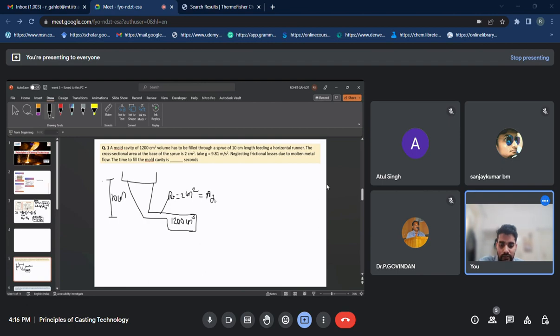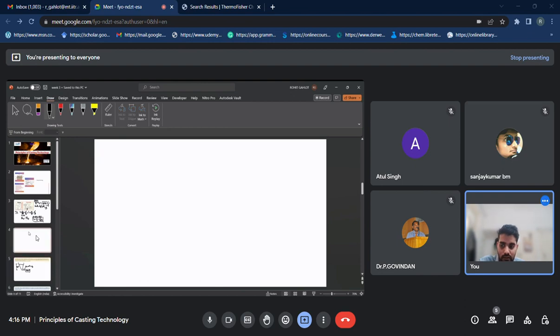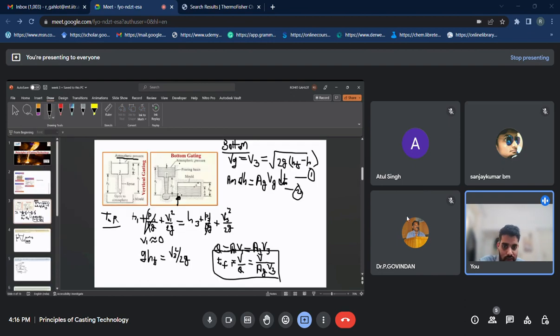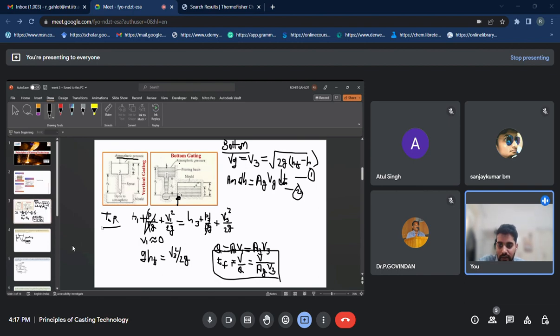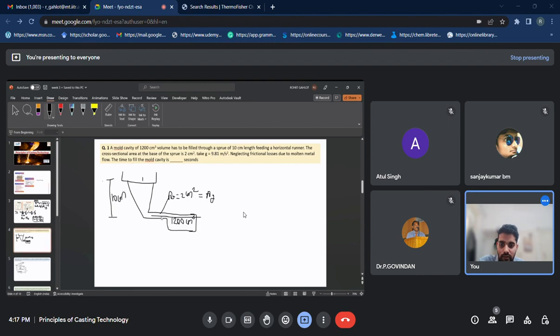As the area of the gate is not given, we can take the area of the sprue as the area of the gating system also. So it can be written as the area of the gate, which is 2 centimeters square, and then we need to calculate the filling time. As you just saw, this is a top gating system. As for the parting line, we are filling below the parting line, so we need to calculate the filling time for this mold cavity.